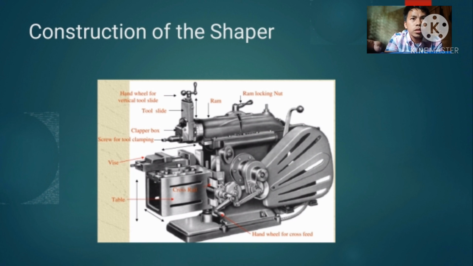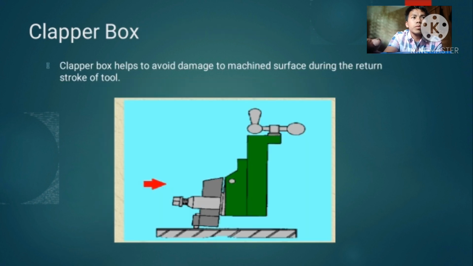These are the construction of shaper. Construction of shaper has many parts: hand wheel for vertical tool slide, ram locking nut, clapper box, screw for clamping, table, cross rail, and hand wheel. And there is the picture of construction of shaper, and this is the clapper box. Clapper box helps to avoid damage to machine surface during the return stroke of the tool.